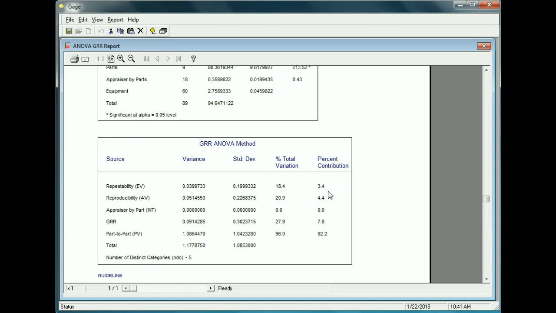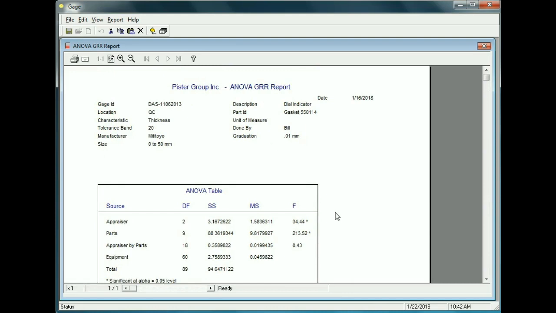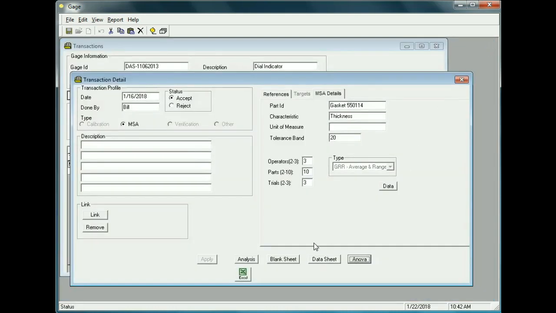We can also have a column which looks at the percent contribution, which is basically the variance associated with, let's say, repeatability divided by the total variance. That's where this number comes from. And the number of distinct categories, just like in the previous set of calculations, is approximately 5, which is a good number. And so we get the same sort of results as our regular standard way of doing Gage R&R. NDC is acceptable, Gage R&R may be acceptable, depending on cost of getting better equipment and so on. And that's pretty much it for the analysis portion of the software for Gage R&R.